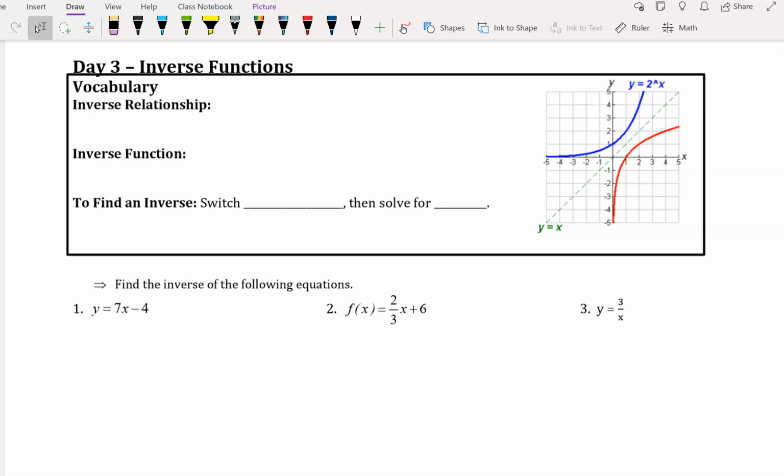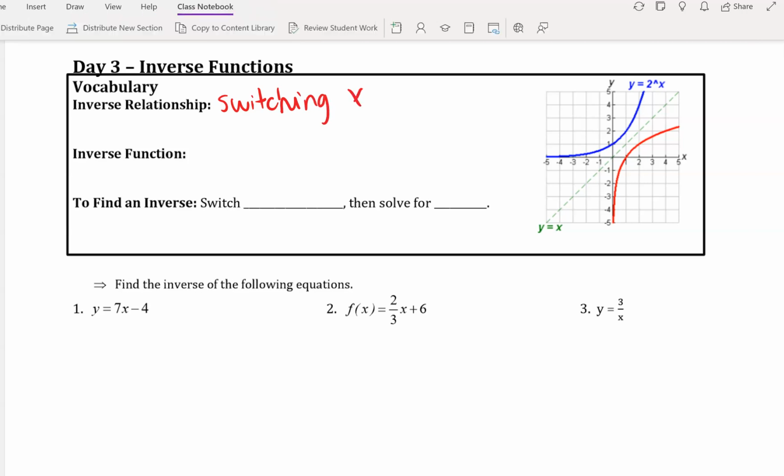The first thing we're going to define is the inverse relationship. An inverse relationship is switching x and y. And then an inverse function is the same idea, but it's only a function if it passes the vertical line test, or if every input has one and only one output.